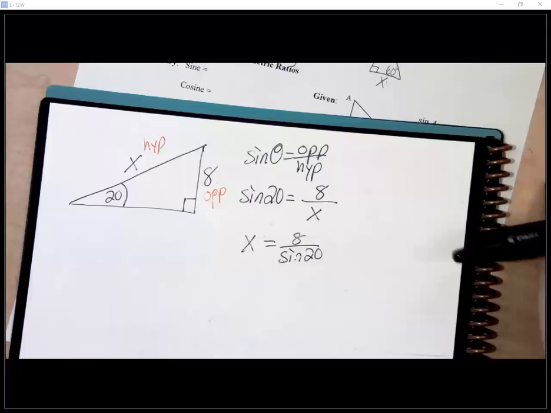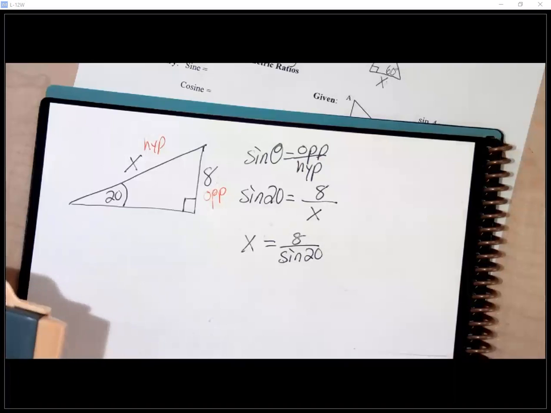So I just grab my calculator. I'm going to do 8 divided by the sine of 20. What'd you get? Yeah, 23.39. Did everybody get the same thing?